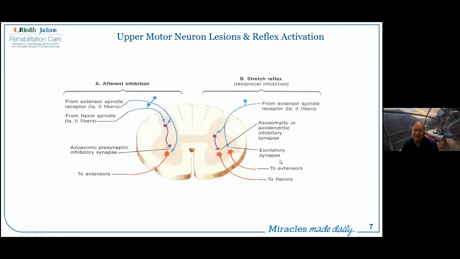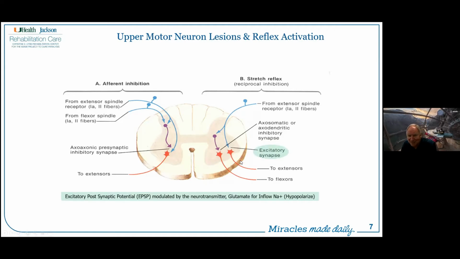As it does that, this is an excitatory synapse. What does that mean? So you have the axon hillock. This is an axon of the agonist muscle, the extensors. This is an axon to the hamstrings or to the knee flexors. So you see this excitatory synapse is occurring because you have excitatory postsynaptic potentials, EPSPs. Those are modulated by a neurotransmitter, glutamate, that changes the inflow of sodium and depolarizes this. So this makes it more likely for this alpha motor neuron to fire. Remember, it's all or none. That's the way alpha motor neurons work.